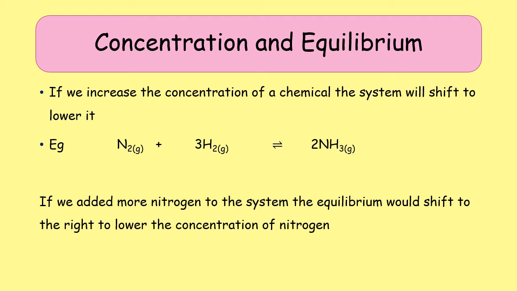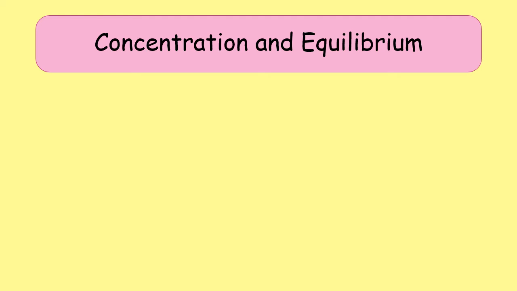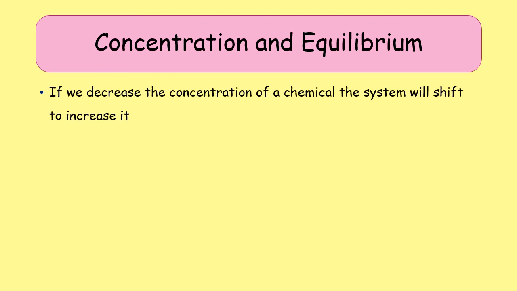So when it comes to increasing concentration, it's very easy. If you add more reactant to the system, the equilibrium shifts to make more product. If you add more product to the system, it will shift left to make more reactant. However, it's not always going to be a situation where you're increasing the concentration. It's also possible to decrease concentration. And if we decrease concentration of a chemical, the system will shift to increase it.